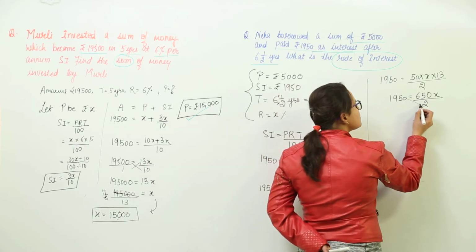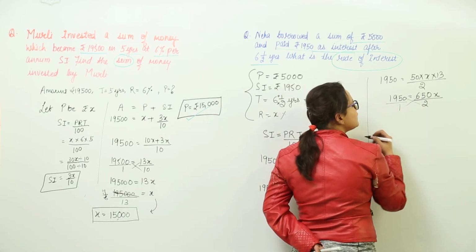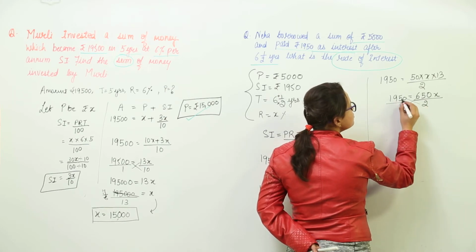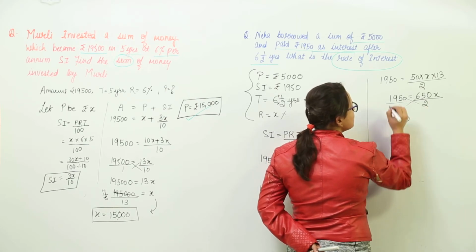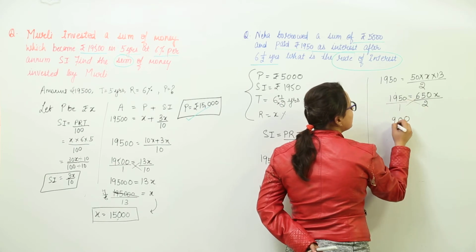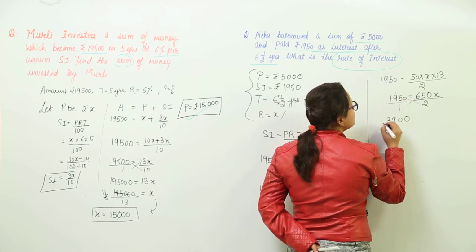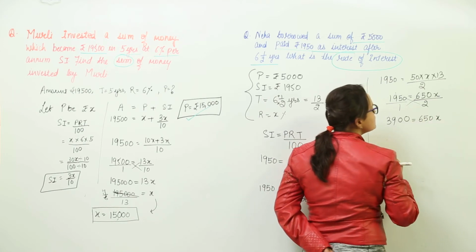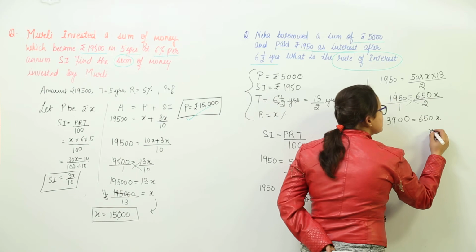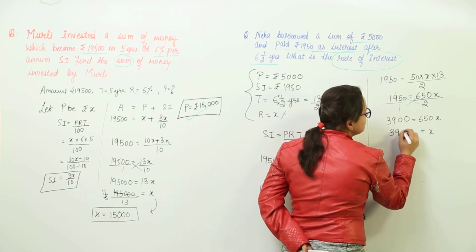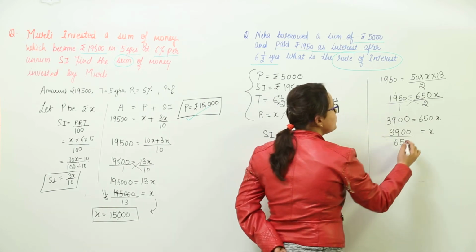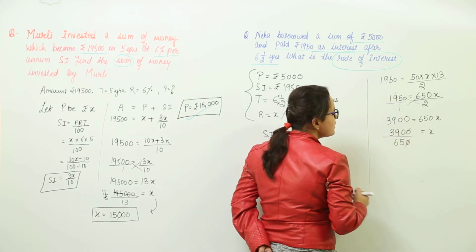We can continue solving this by taking the cross multiplication. We get 2 into 1950, which gives you 2 zeros are 0, 2 5s are 10 and 1, 2 9s are 18 and 1, 19 and 1, 2 1s are 2, 3. 3900 equal to 650 into X. Now X would come out to be equal to 3900 over 650. We can cut it and we can try and solve it.